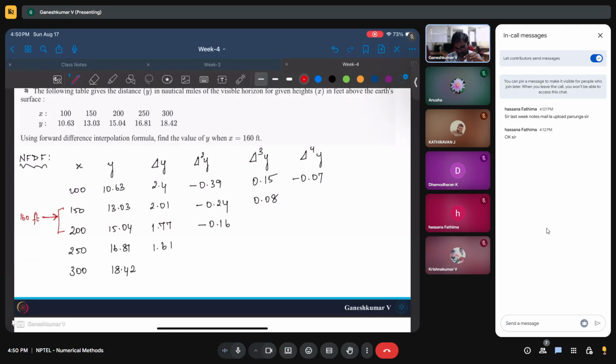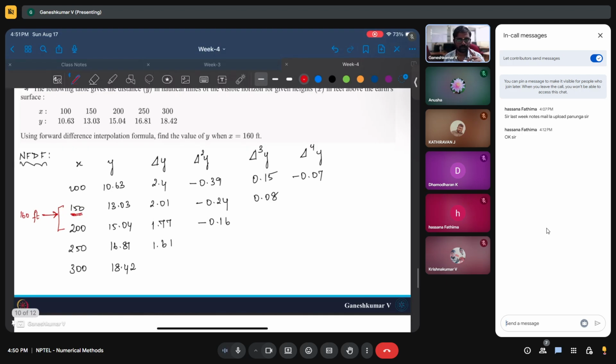Now, which value to choose? Should we choose this 200 or should we choose 150? That's the question. Since this is a forward difference formula, you're trying to predict the upcoming value with the present value. So which means you should choose 150 and predict the 160 feet. So in that case, your x naught is going to be 150. Your x naught is not the initial value in your table, but the value in between what you look for.